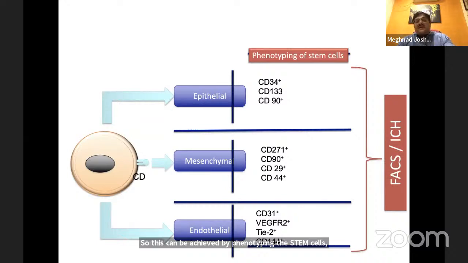For example, there are different CD markers expressed by epithelial cells, mesenchymal cells, or endothelial cells, depending upon the three germ lines. For instance, if you want to identify epithelial cells, they express CD34, CD133, or CD90. Mesenchymal cells express CD271, CD90, CD29, and CD44. Endothelial cells express CD31, VEGFR2, TIE2, or CD144. So these different markers help us define the population of stem cells.